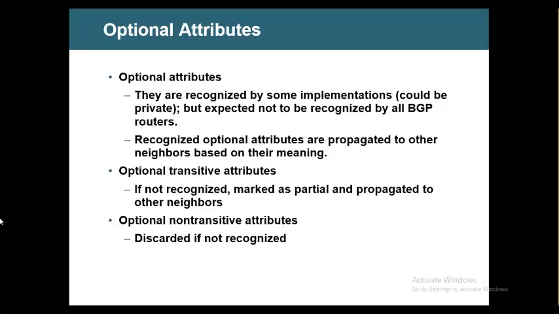So optional transitive and optional non-transitive will come only between the vendors. Some vendors will have their own attributes, so between their routers, those attributes will be shared. If the other vendor doesn't share the update, that attribute in the update is going to be ignored, then it is called non-transitive. Optional non-transitive: though it is optional, I'm still not going to entertain it till I see it.